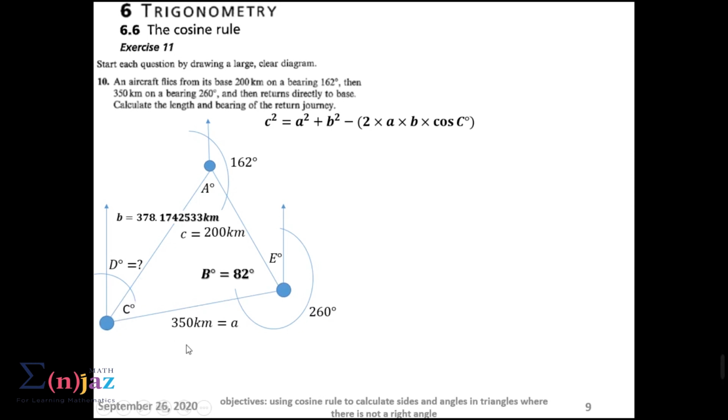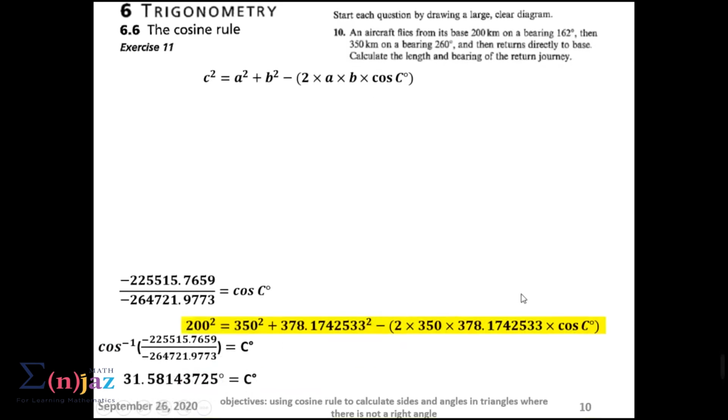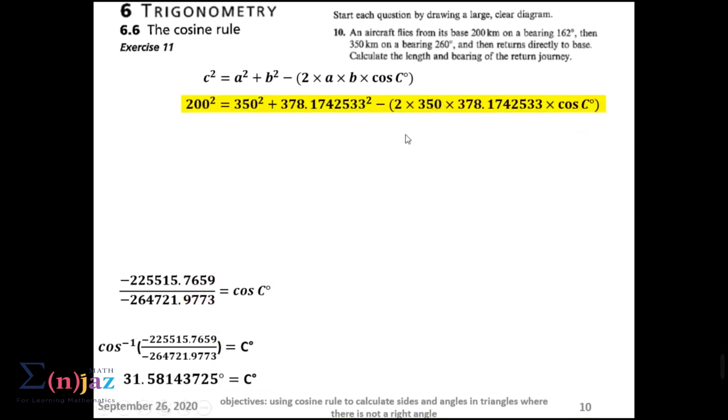Let's substitute. So C is 200 kilometers to the power of 2 is equal to side A, which is 350, so 350 squared plus side B, which is 378 to the power of 2, minus, inside the bracket, 2 times side A, which is 350, times side B, which is 378, times cosine the angle between side B and A, which is unknown. It's C. Let's get some space here and let's try to solve this equation.